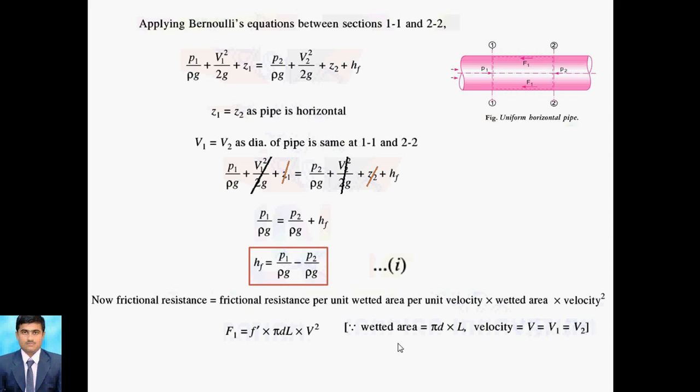Now we know the wetted area is pi d l, and pi d is the perimeter, so instead of pi d we can write P, the perimeter. So we can put P l v square. That's why F1 is equal to f dash into P l v square. This is F1, the frictional resistance. This is equation number 2. So for the Darcy-Weisbach formula, the first equation is from Bernoulli's and the second equation is from Froude's experiment.